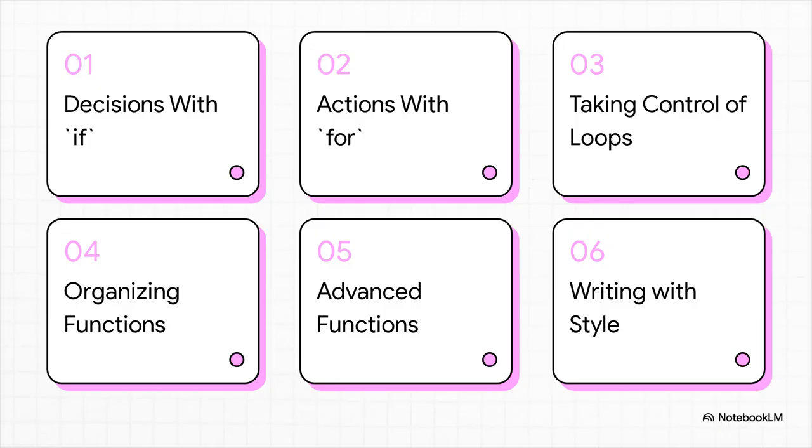Here's the game plan. We're going to kick things off by making decisions with if statements. Then we'll get into automating stuff with for loops. After that, we'll see how to get even more control over those loops, package our code into reusable functions, and even touch on some advanced tricks before we wrap up with the all-important topic of writing clean, stylish code.